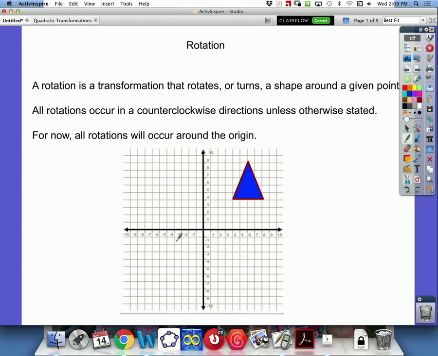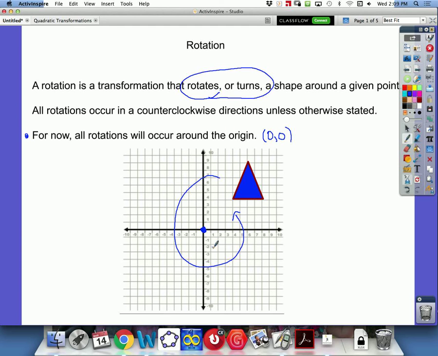In this case, today we're going to do a rotation, which is a transformation that rotates or turns a shape around a given point. And for now, all the rotations that we're going to do are going to occur around the origin. And if you don't remember, the origin on a coordinate grid is the point 0, 0. That's the point right here. So everything is going to turn around that point.